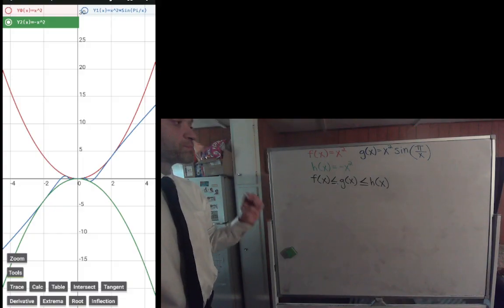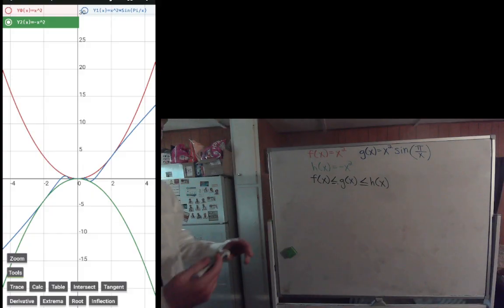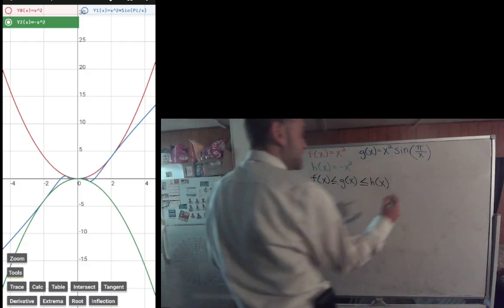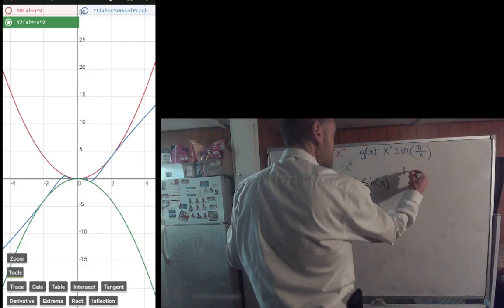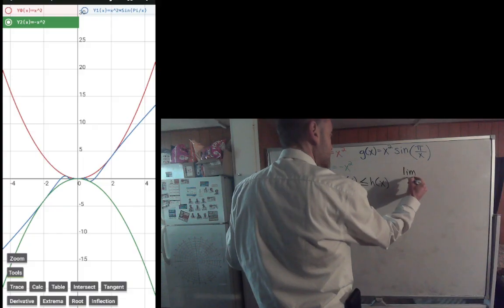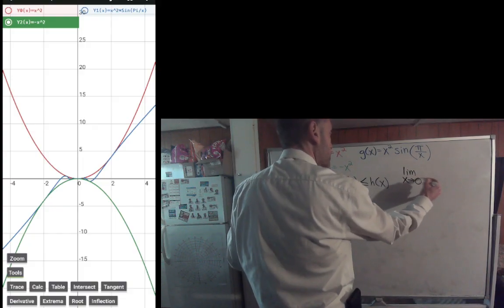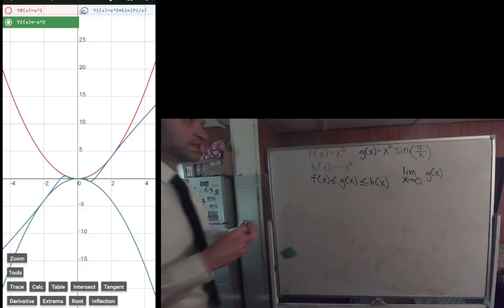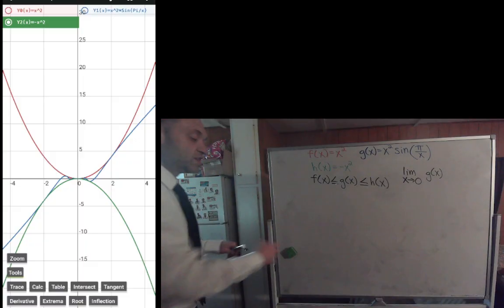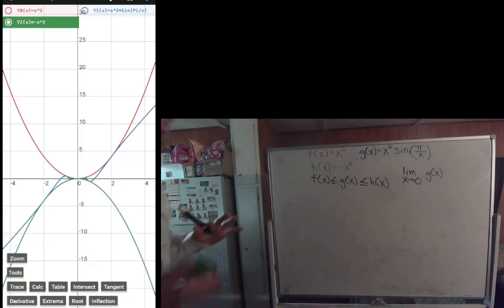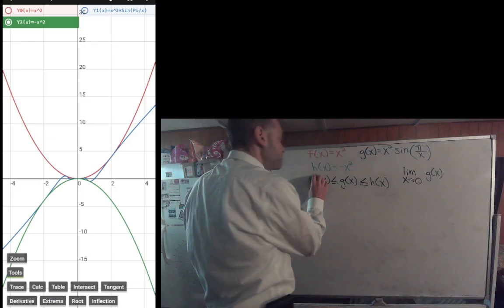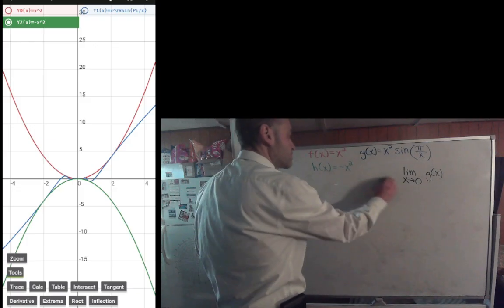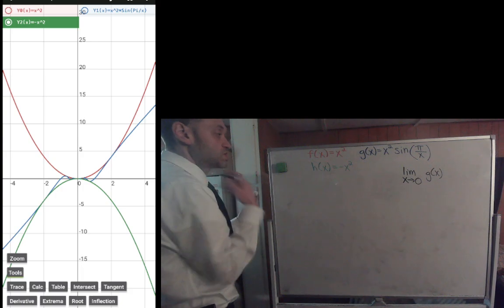Now, how are we going to solve something like this? In this case, we want to find the limit as x approaches 0 of g of x. We're going to take the limit as x approaches 0 of g of x. How are we going to handle that? Well, I'll leave these original functions up here.